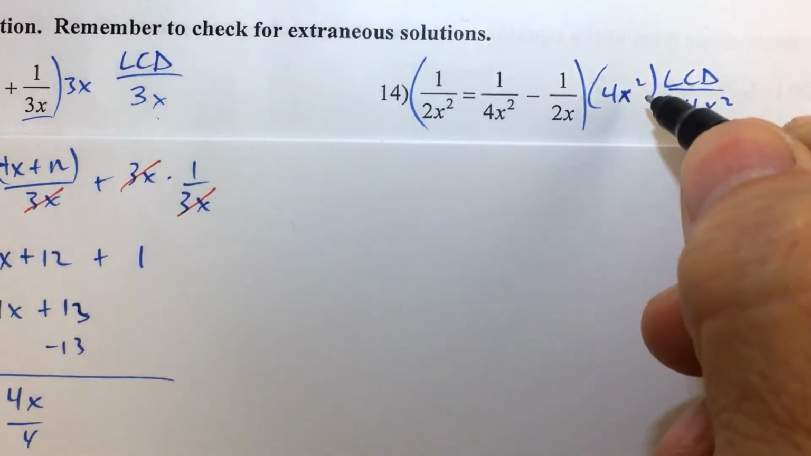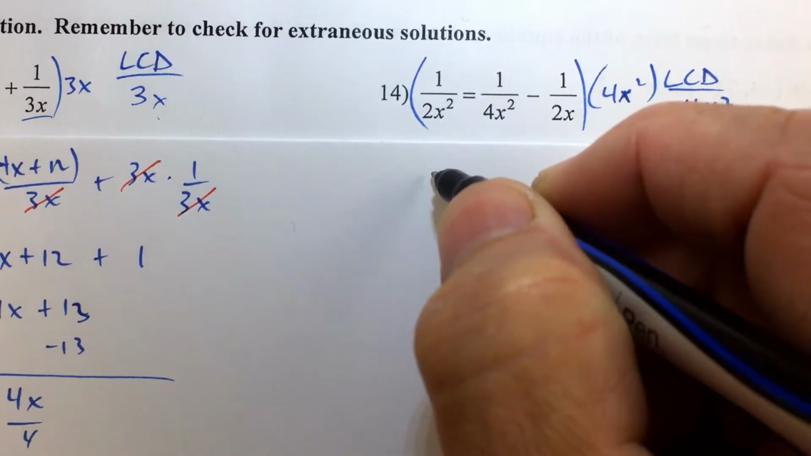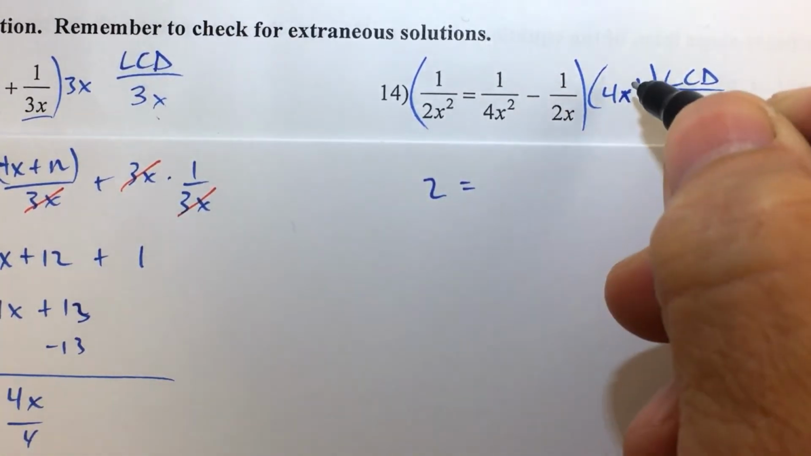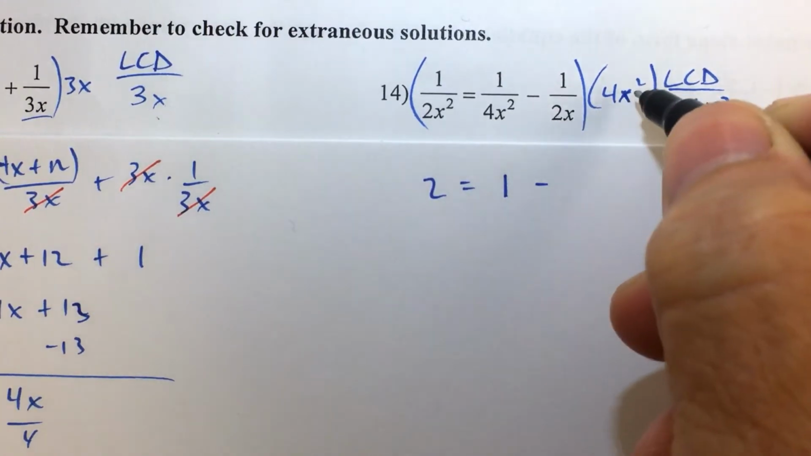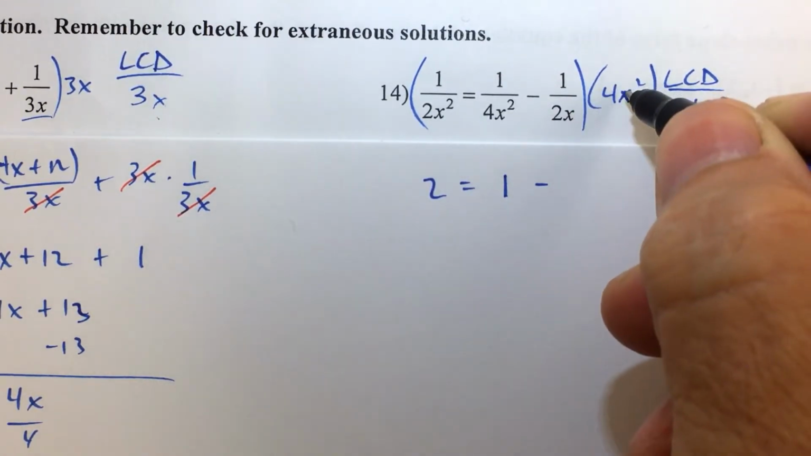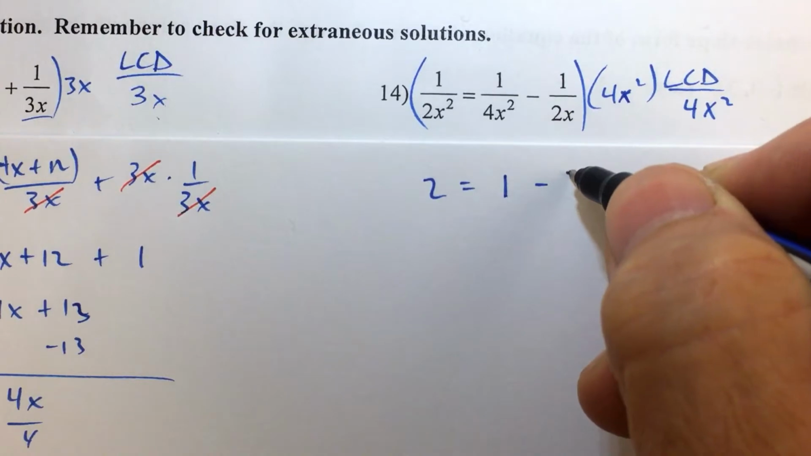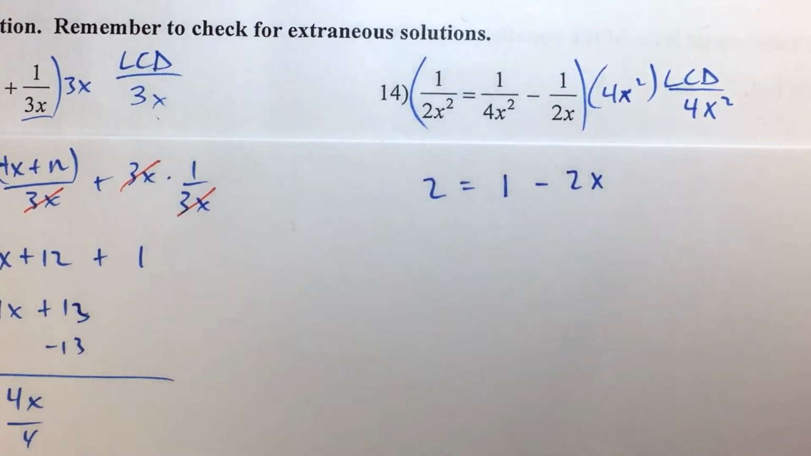2x squared goes into 4x squared 2 times. 2 times 1 is 2. 4x squared times 1 over 4x squared is 1. And then 2x goes into 4x squared 2x times. And so all we are left with is 2 equals 1 minus 2x.